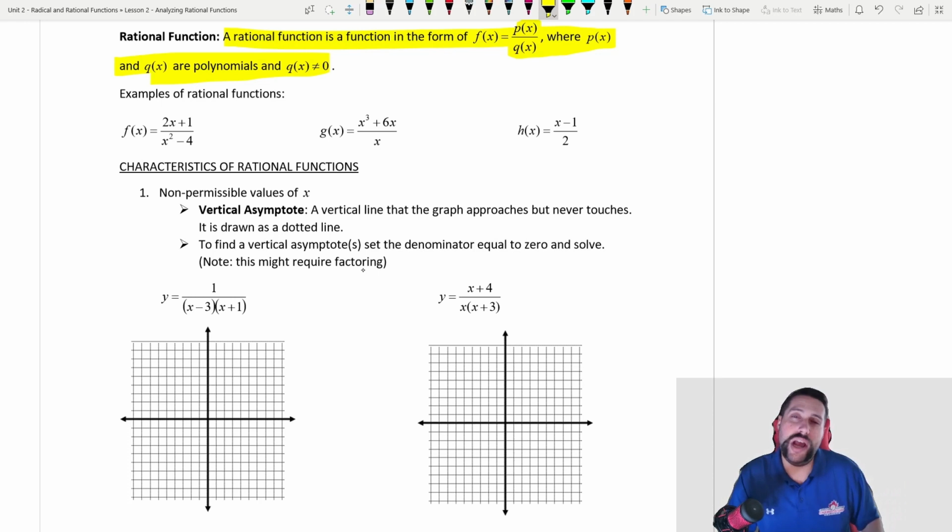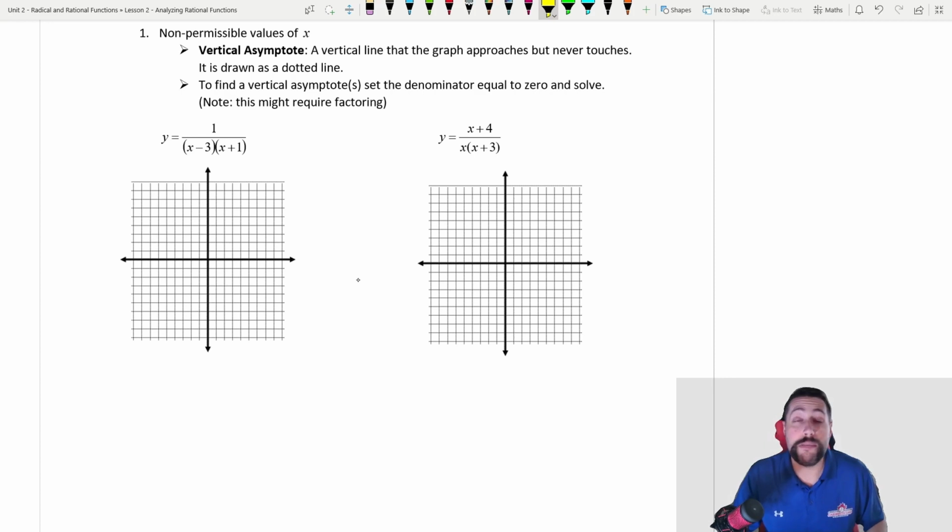Okay, so what we're going to do now is go through the characteristics of rational functions, and then give examples on how to graph them, okay? So step number 1 is non-permissible values of x. I like to also call them NPVs. So if you hear me say NPVs, I'm talking about non-permissible values of x, okay?